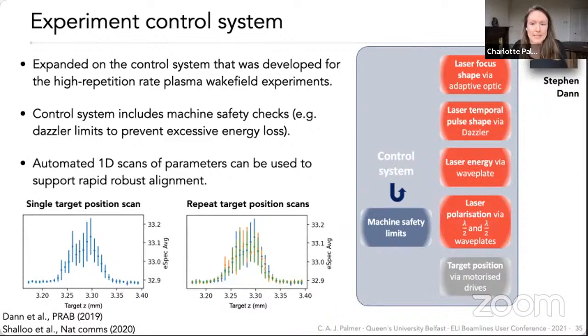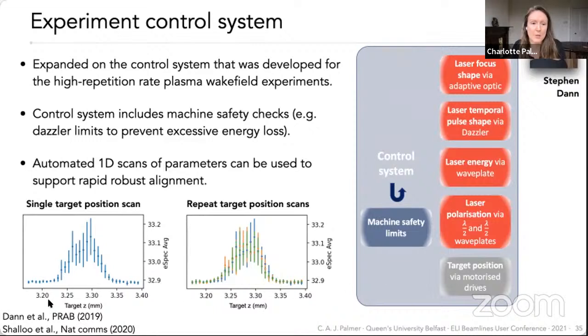And machine safety was considered through having specific bounds to prevent the control system from moving the laser into potentially dangerous areas, where a lot of laser energy would be clipped by the Dazzler and just dumped. We also had control over a variety of motorized stages, and that system meant that we could perform a variety of scans, say a focus scan, either using motorized stages or the adaptive optic.